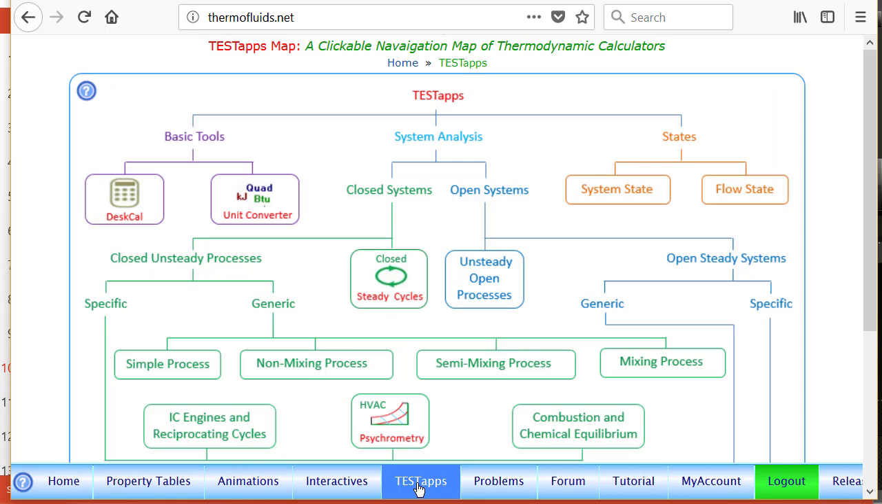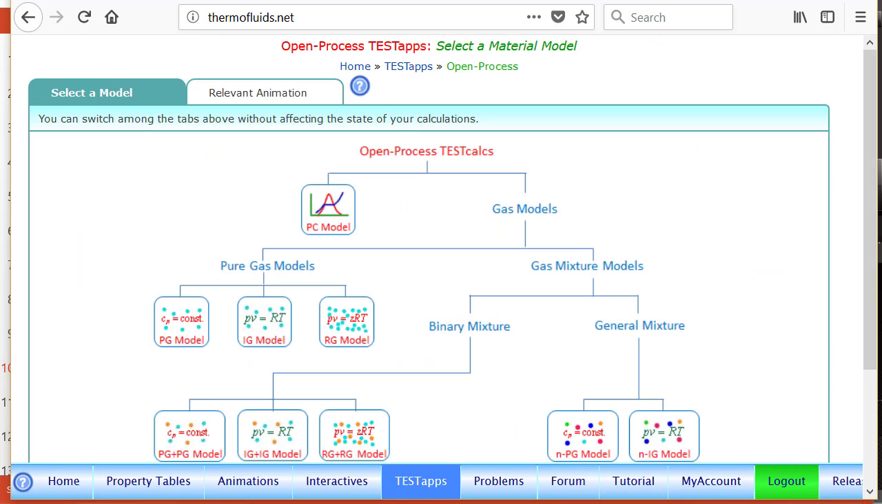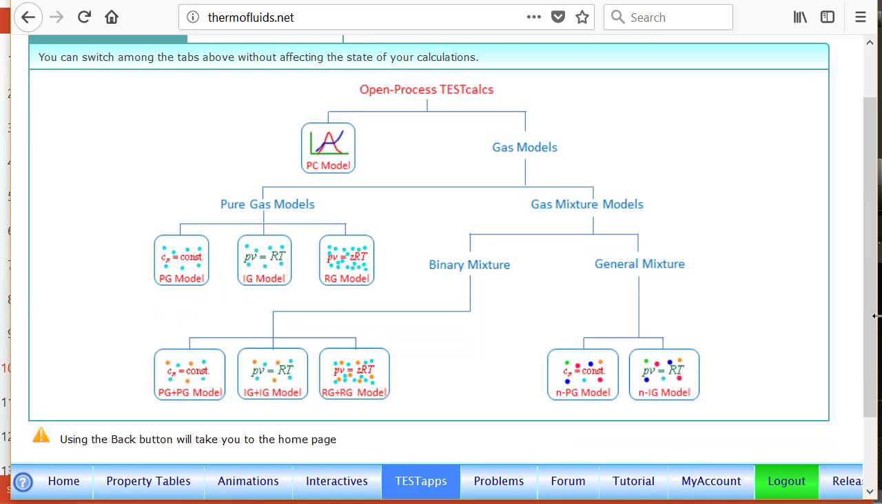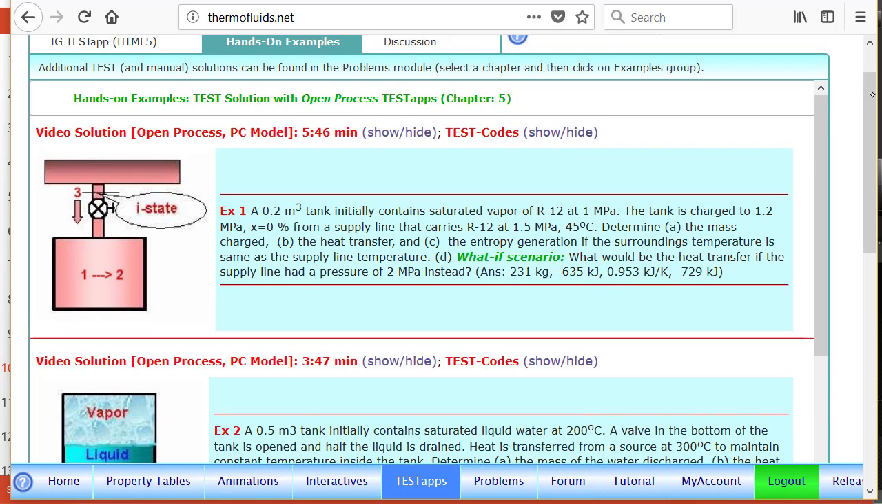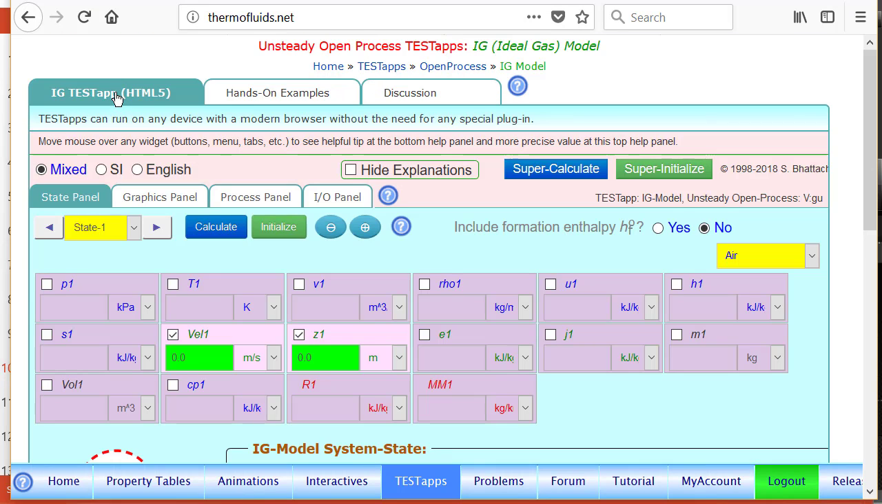So obviously we are going to follow the open system unsteady process branch, and in this problem we are asked to use the ideal gas model. So we click the ideal gas model and finally go to the HTML tab to launch the app. Air is the default fluid already, so state 1 will be our beginning state, complete vacuum.